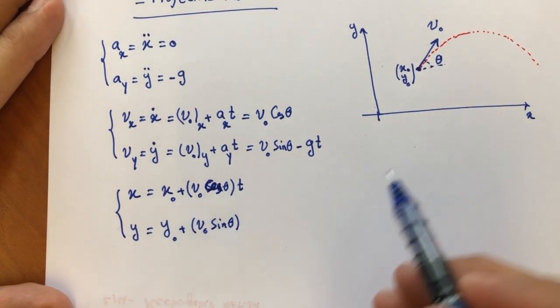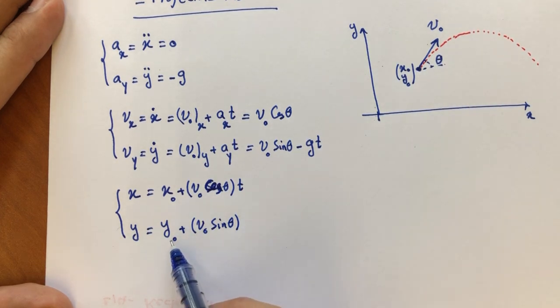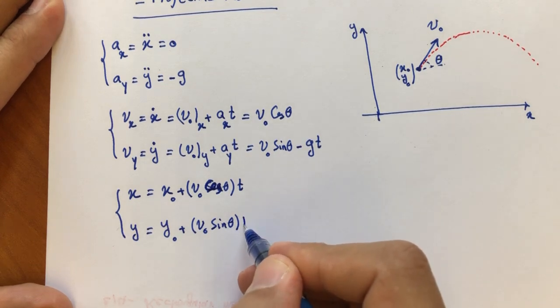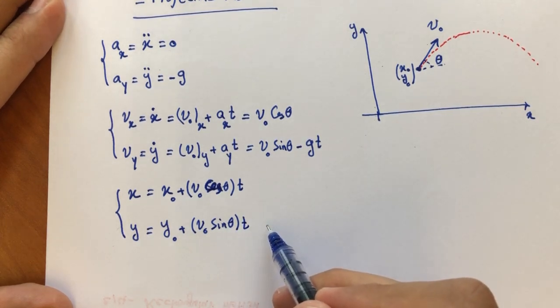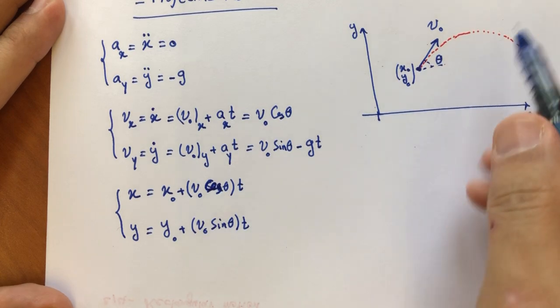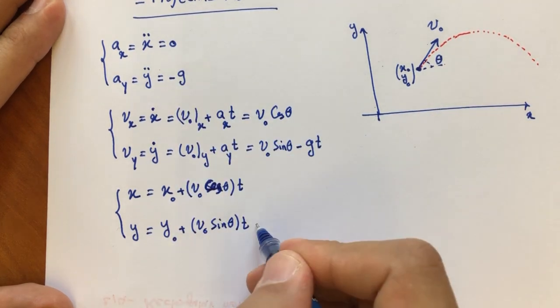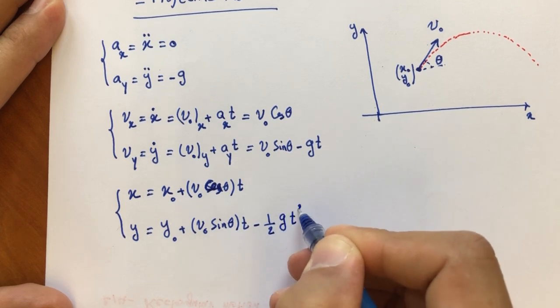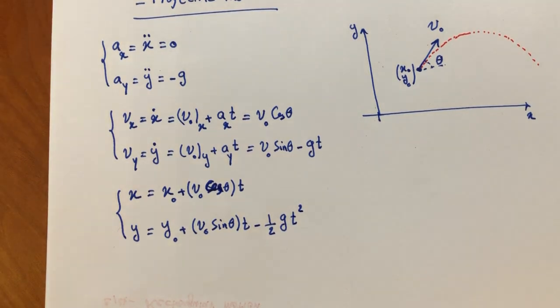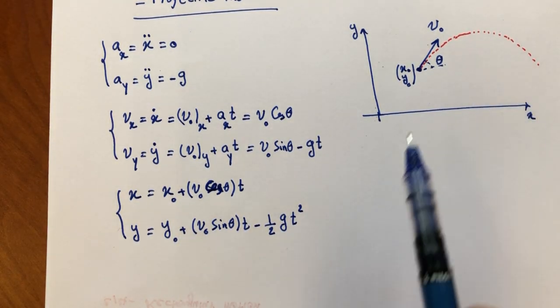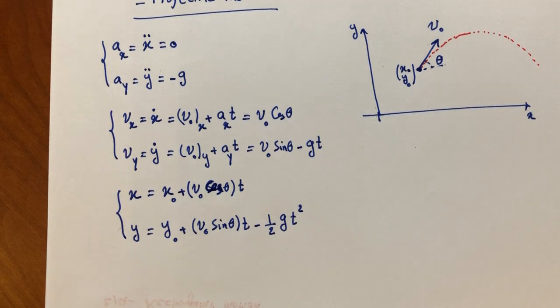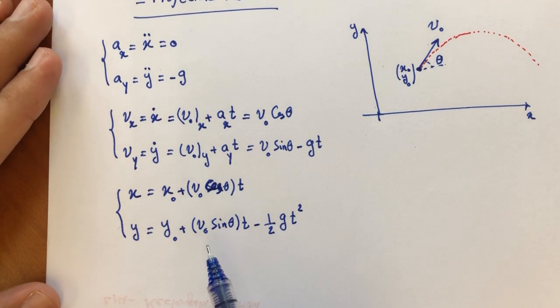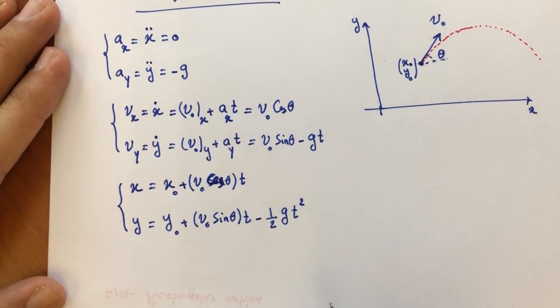So let's go back to this equation. Y is going to be initial position in the y direction plus initial velocity in the y direction times t, plus 1/2 of acceleration in the y direction times t squared. Acceleration in the y direction is negative g, so I'm going to have minus 1/2 of g times t squared. Okay, so using these two equations, I can find the location of this projectile at any given time.